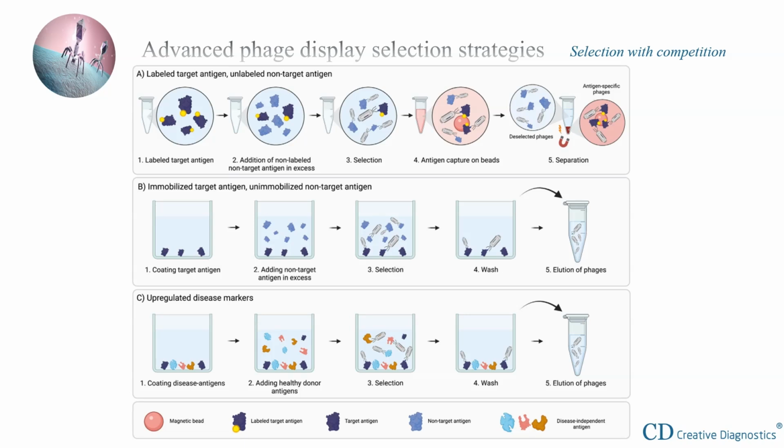For whole cell selections, non-target cells can be presented as membrane particles, creating different densities of target and non-target antigens, which allows separation by centrifugation.